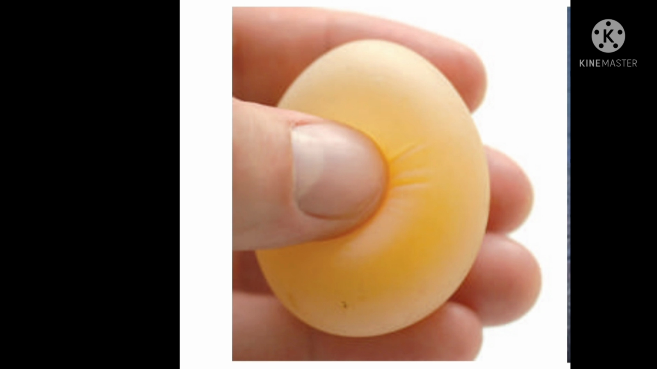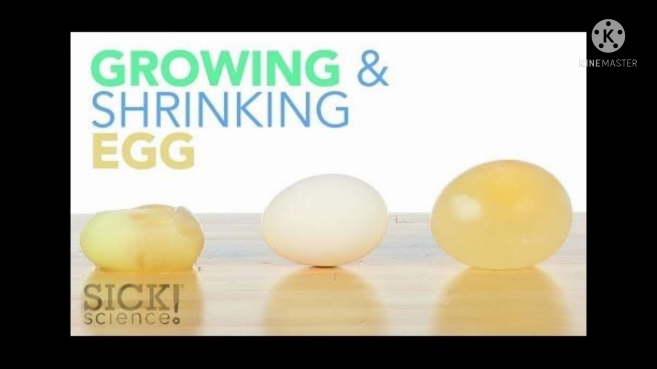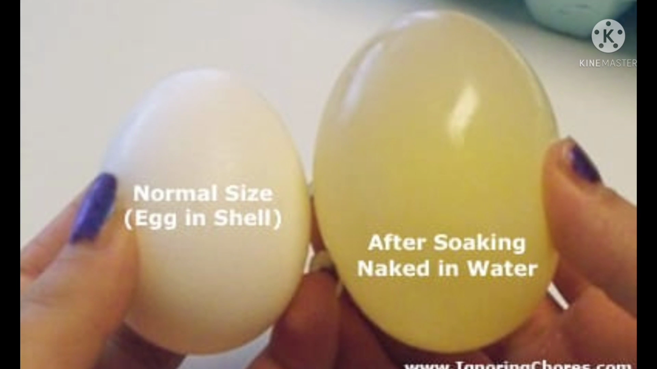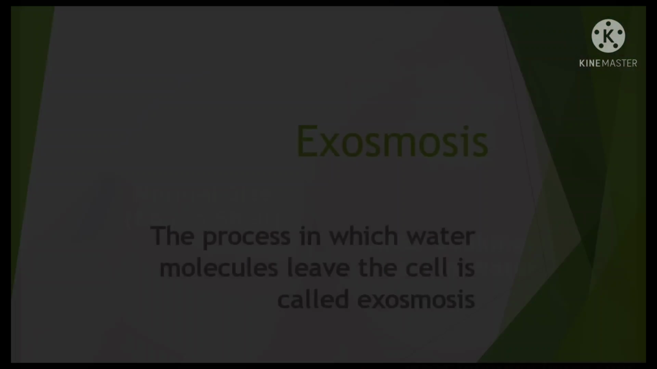Do you find any differences in the circumference of the egg? Yes, children, there is a difference in the circumference of the egg. The egg placed in salt water shrinks. The shrinking is due to exoosmosis. The egg placed in the tap water swells. The swelling is due to endoosmosis.